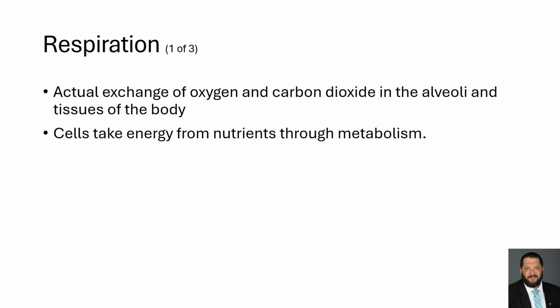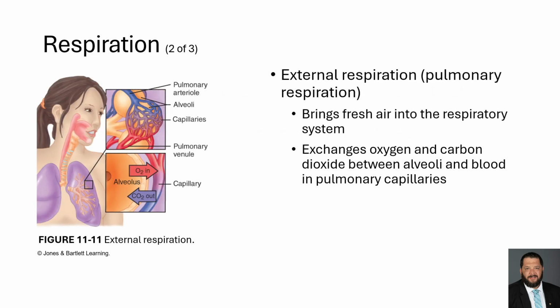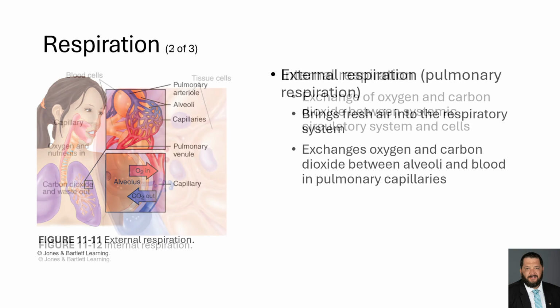Respiration is the actual exchange of oxygen and carbon dioxide in the alveoli and at the tissues of the body. At this level, we define two types of respiration that occur. We define external respiration and internal respiration. External respiration, also known as pulmonary respiration, brings fresh air into the respiratory system through ventilation and exchanges oxygen and carbon dioxide between the alveoli and the blood in the pulmonary capillaries. This process occurs at the lungs, and we call this external or pulmonary respiration.